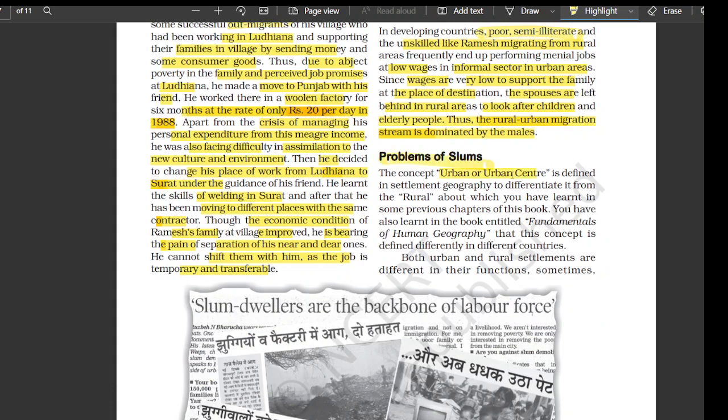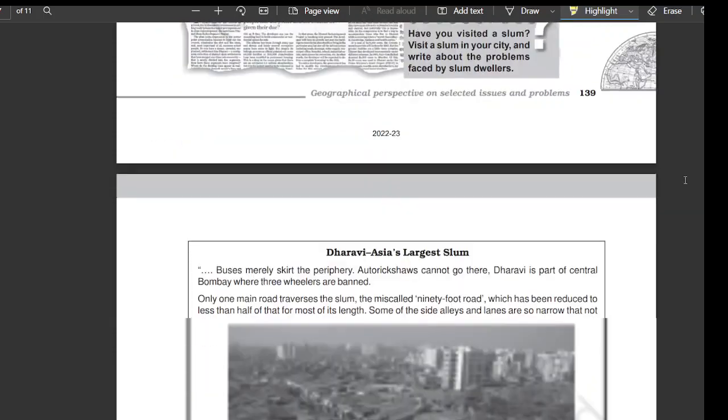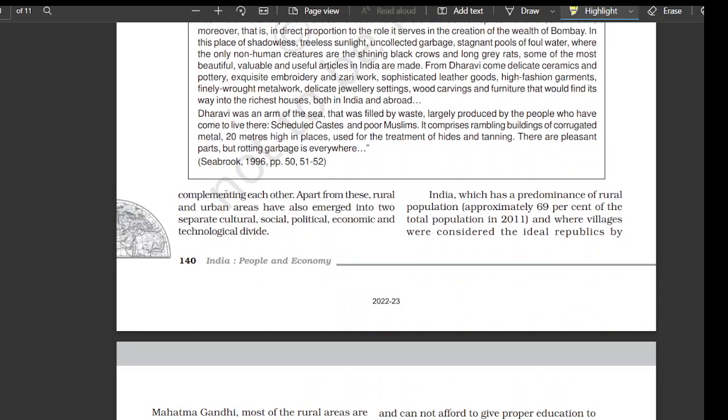The concept of urban or urban center is defined in settlement geography to differentiate from the rural, about which you have learned in the previous chapters of the book. You have also learned in the book entitled Fundamentals of Human Geography that this concept is defined differently in different countries. Both urban and rural settlements are different in their functions, sometimes complementing each other. Apart from these, the rural and urban areas have also emerged into two separate cultural, social, political, economic, and technological divide.